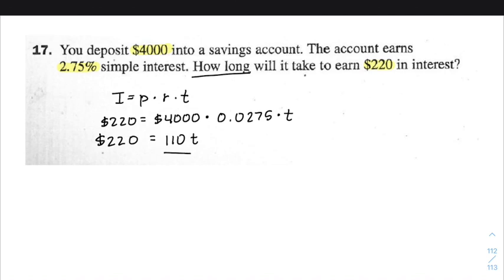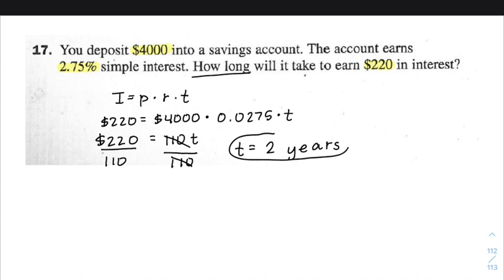To find the value of T, I need to divide both sides of my equation by 110. 110 divided by 110 equals 1, so those cancel out and leave us with just T. 220 divided by 110 equals 2. So the amount of time is 2 years. It would take 2 years to earn $220 of simple interest on the account.